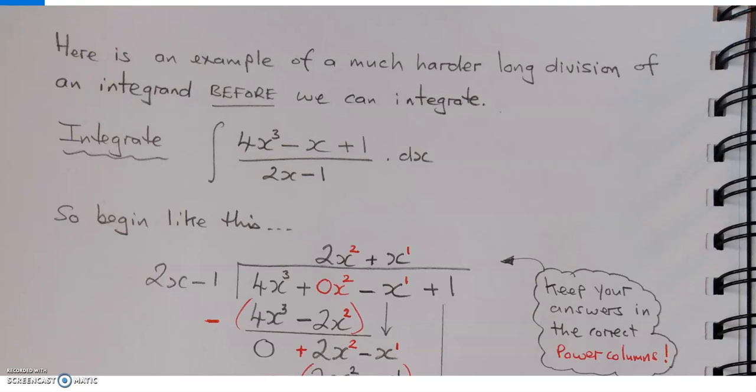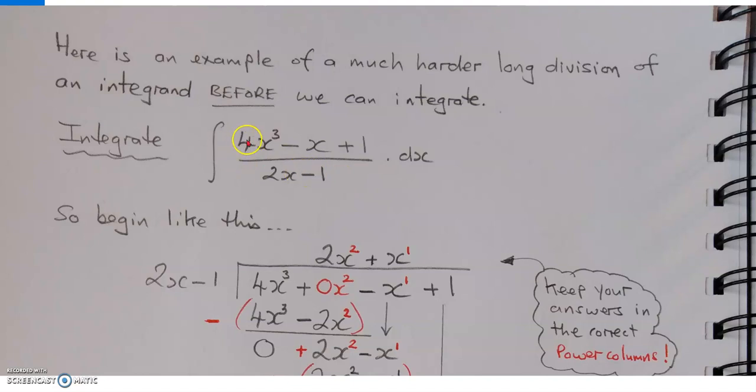Okay, year 13. Here is a harder example, as I promised, of how to integrate a rational function in the form like that. Now that looks pretty awesome because you've got an x cubed on the top and you've only got 2x minus 1 on the bottom. But we can do long division to break this up and then integrate it. So how do we do this?